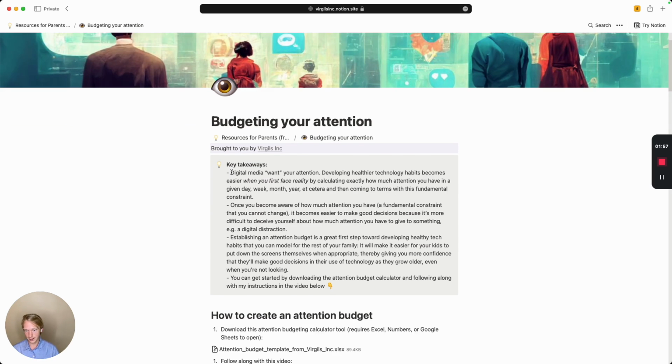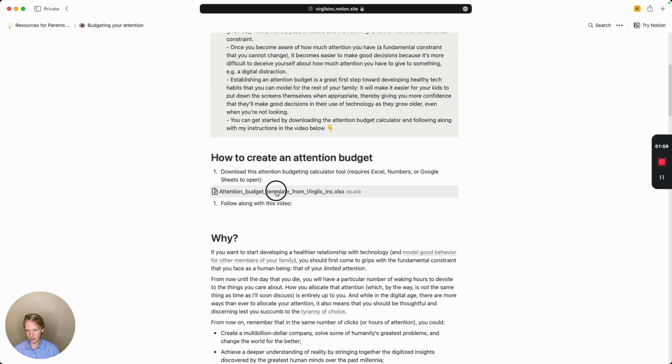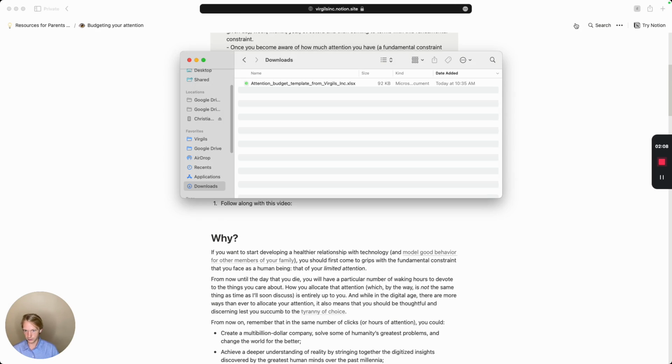All right, so budgeting your attention, the first thing you want to do is open the template itself. Now, this is an Excel file, which means, there we go, onto my downloads. You can open it and use it with Excel, with Numbers on Mac, and then also with Google Sheets. I prefer Google Sheets, one, because I'm used to it, but two, because it makes it easier to share. It has sharing features. So if you want to set an example for your kids or your spouse, it's quite easy to show them your own life budget, what you've come up with.